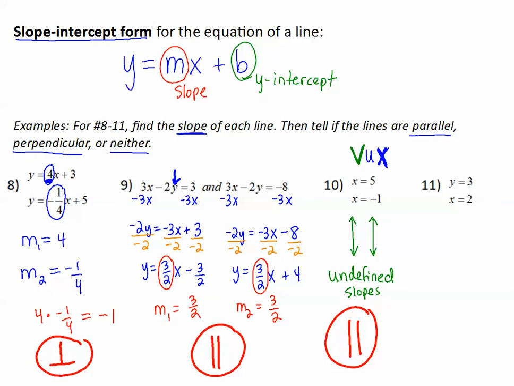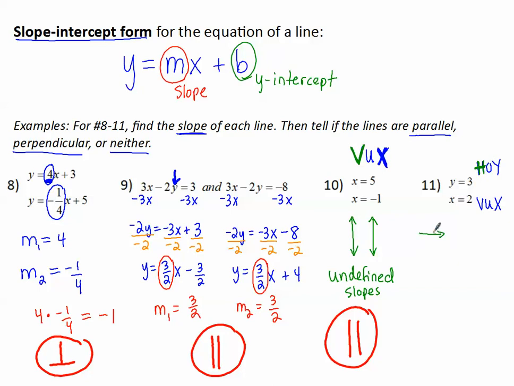Do you want to take a look at the next one on your own and come back and check your work? So here we have a y equals. This would be our HOY. Here we have an x equals. This would be our VUX. So what does that mean about these two lines?